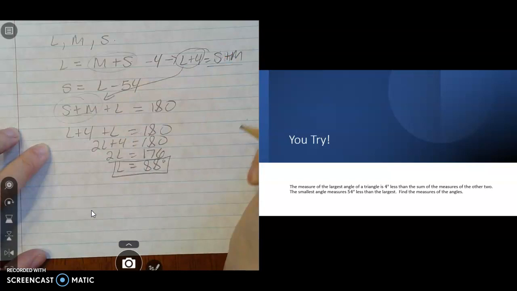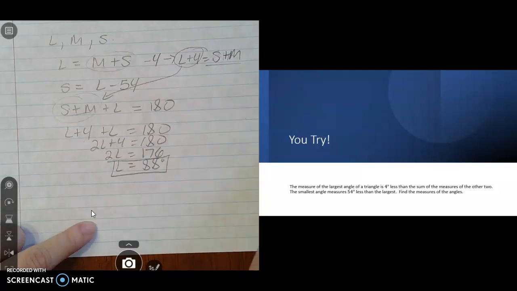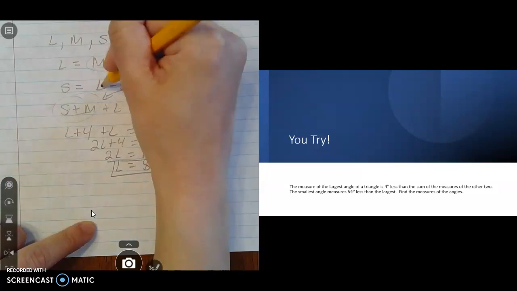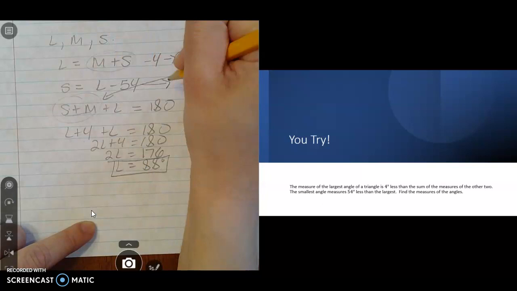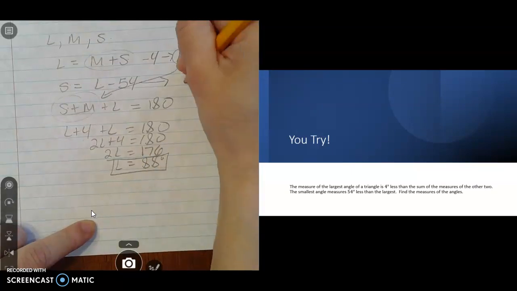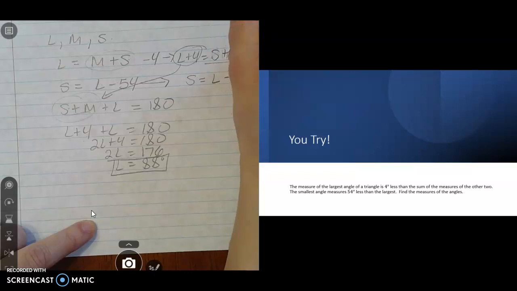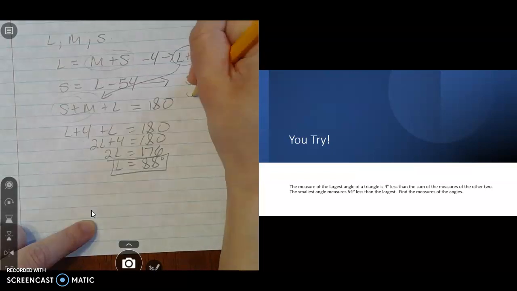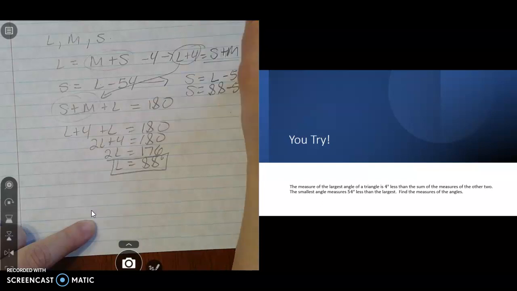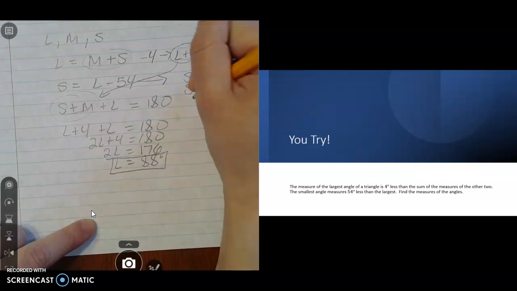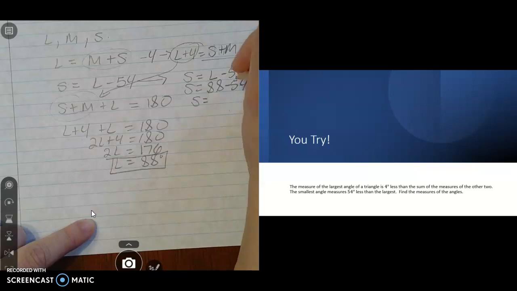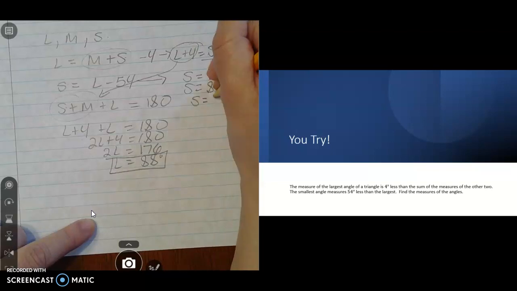Okay? I'm not quite done yet. I want to find the measures of all of the angles, not just the largest. Probably the next thing, since this one only has 2 variables and includes that L, let's use that second equation. So smallest angle equals largest minus 54. So the largest angle, we just figured that out. It's 88 degrees. So 88 minus 54 means that our smallest angle would be 34 degrees.